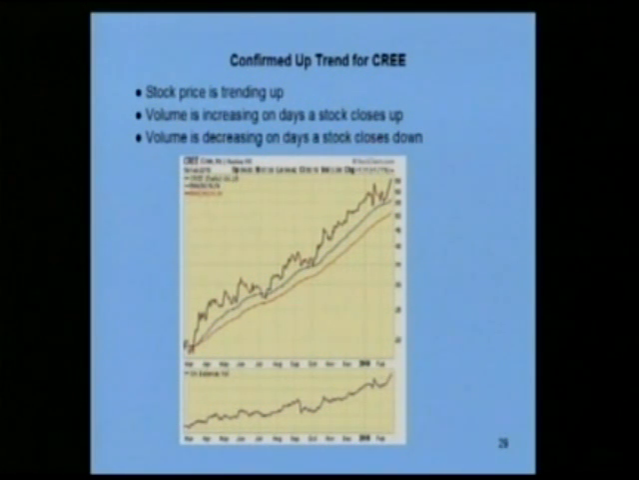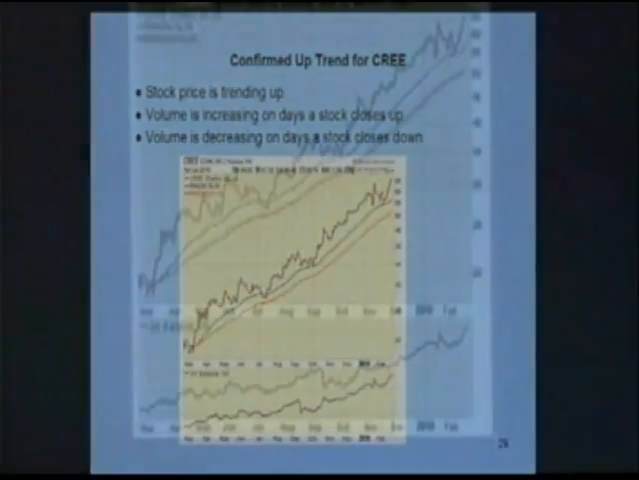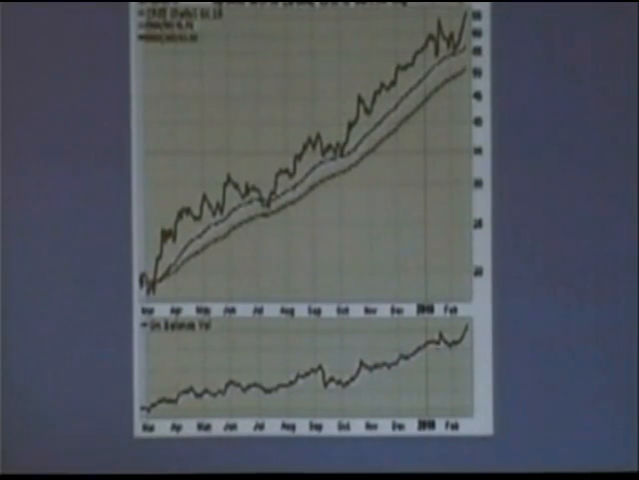So using the on-balance volume line, a confirmed uptrend for CRE would be the stock price is trending up, which it is, and volume is increasing on days a stock closes up, and volume is decreasing on days a stock closes down. And we can see that right here because we have an uptrending on-balance volume line.